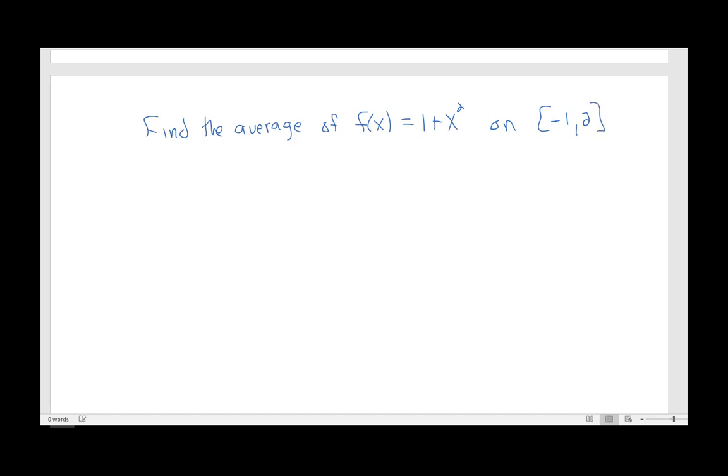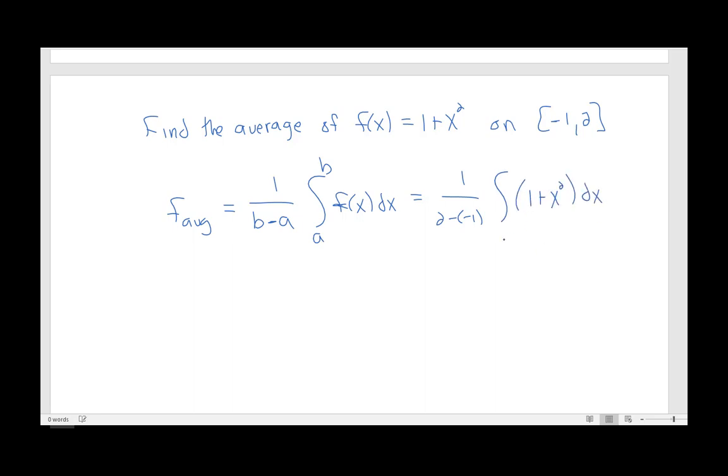So the formula we just developed says that the average value of this function will be 1 over, let me go ahead and just rewrite the formula, 1 over b minus a, the integral from a to b of all the function values. So we're summing up all the function values. So in this case, our a is -1 and our b is 2. So I'm going to have 1 over 2 minus -1, and then the integral of my function is 1 plus x squared dx, and again our interval is from -1 to 2.